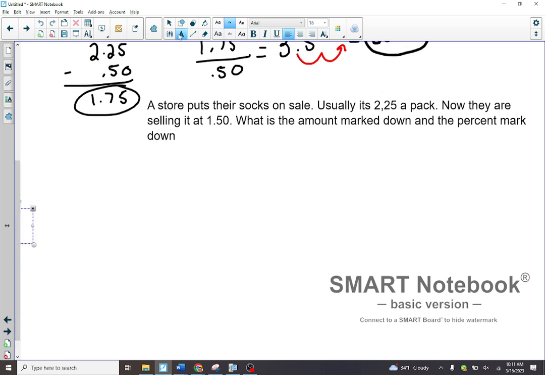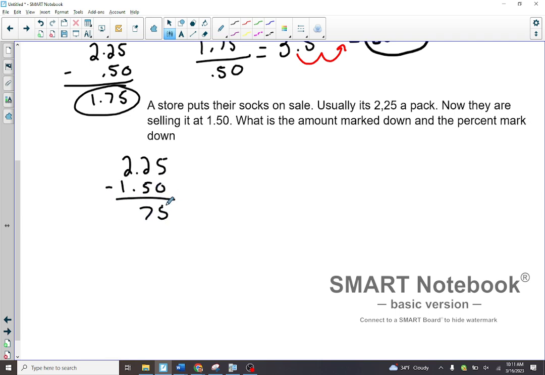So the amount marked down again, it's just the literal amount between the two. So 225 minus 150, that's 75 cents. So amount marked down is just literally subtraction again. Instead of 50 cents, do 150. That's a different problem. Now the percent markdown is 0.75 of your original price, 225.